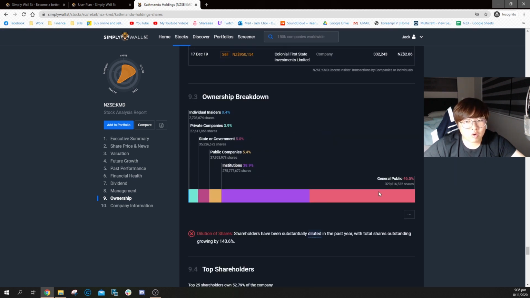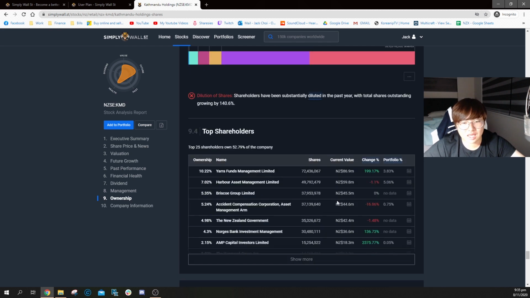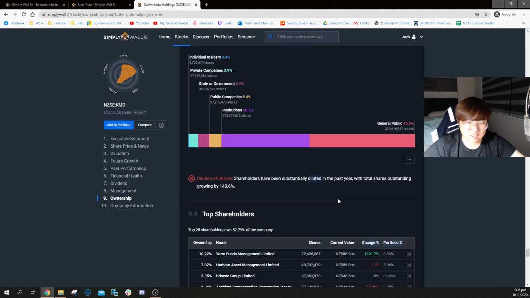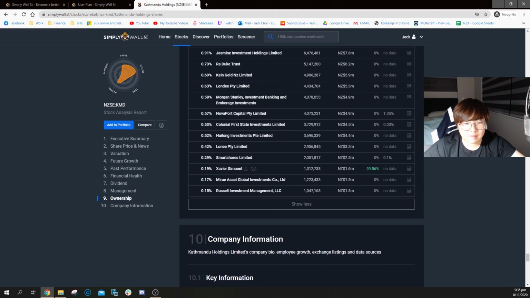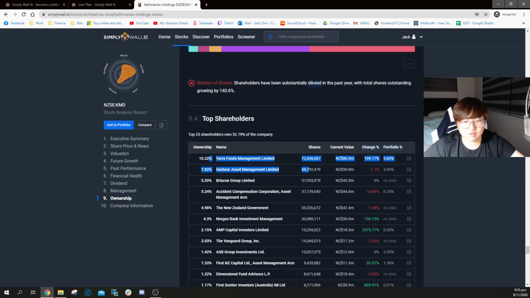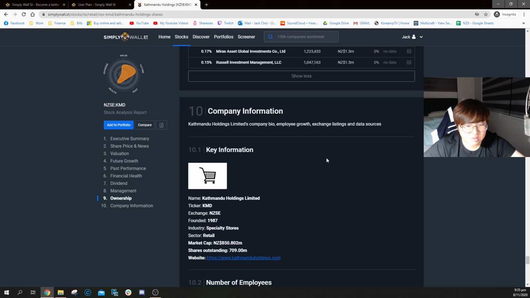Ownership breakdown of the whole company: how much of it is owned by the public, institutions, public companies, and so on. Quite nice to have once again, just to see where the weightings are. And you get the top shareholders, and you see who owns the most of Kathmandu and who owns a little bit of it.